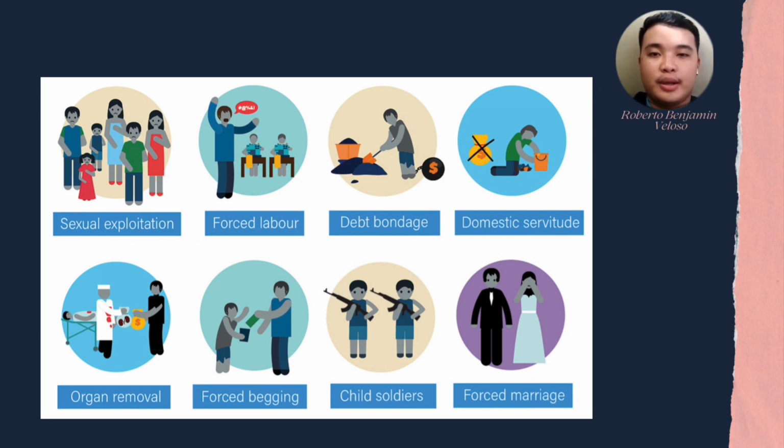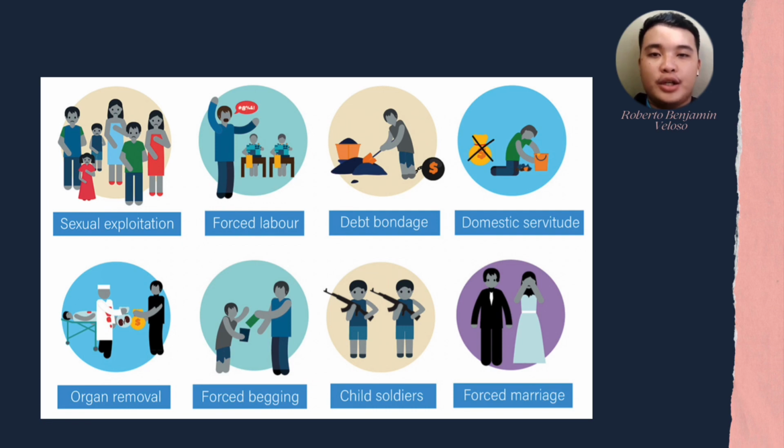Next is forced labor. It occurs when individuals are compelled against their will to provide work or service through the use of force, fraud, or coercion. So forced labor, from the word forced, means being forced to work because of threats or blackmail.